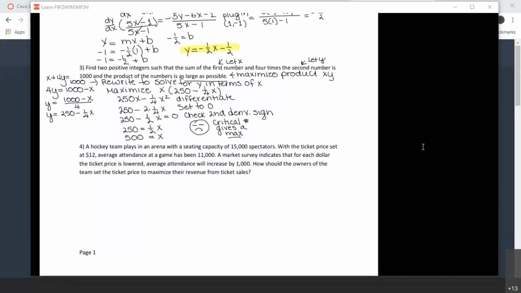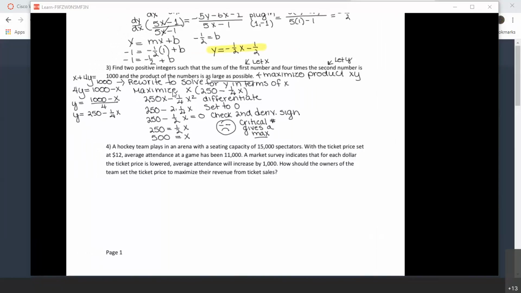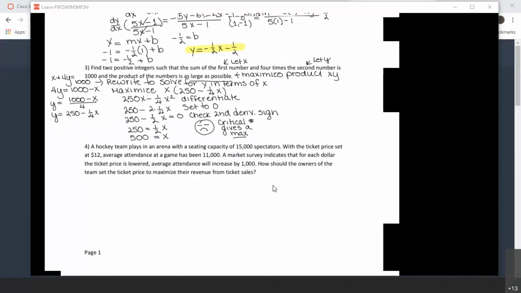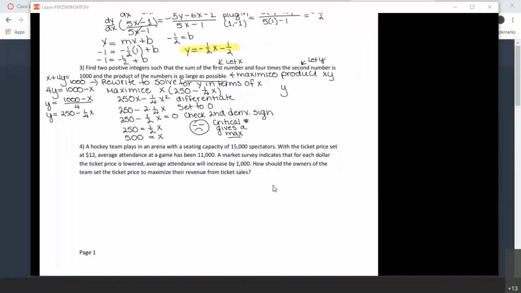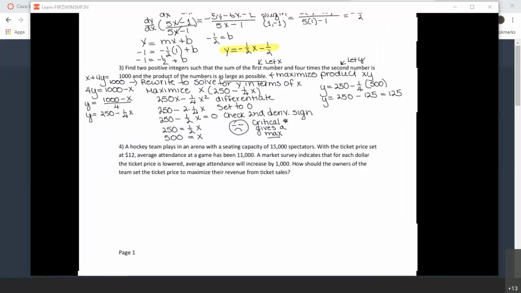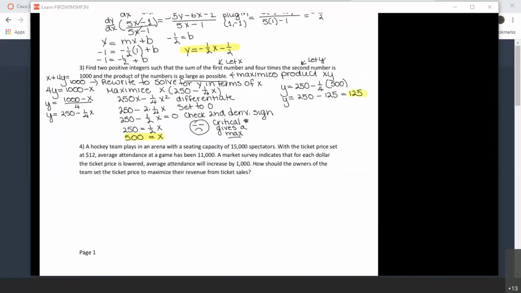How do I find the other one? Well, I use the equation that I created to solve for y. I have y equals 250 minus 1/4 x, which is 500. This is 250 minus 125, which gives you 125. So your two numbers that you were looking for are 500 and 125.